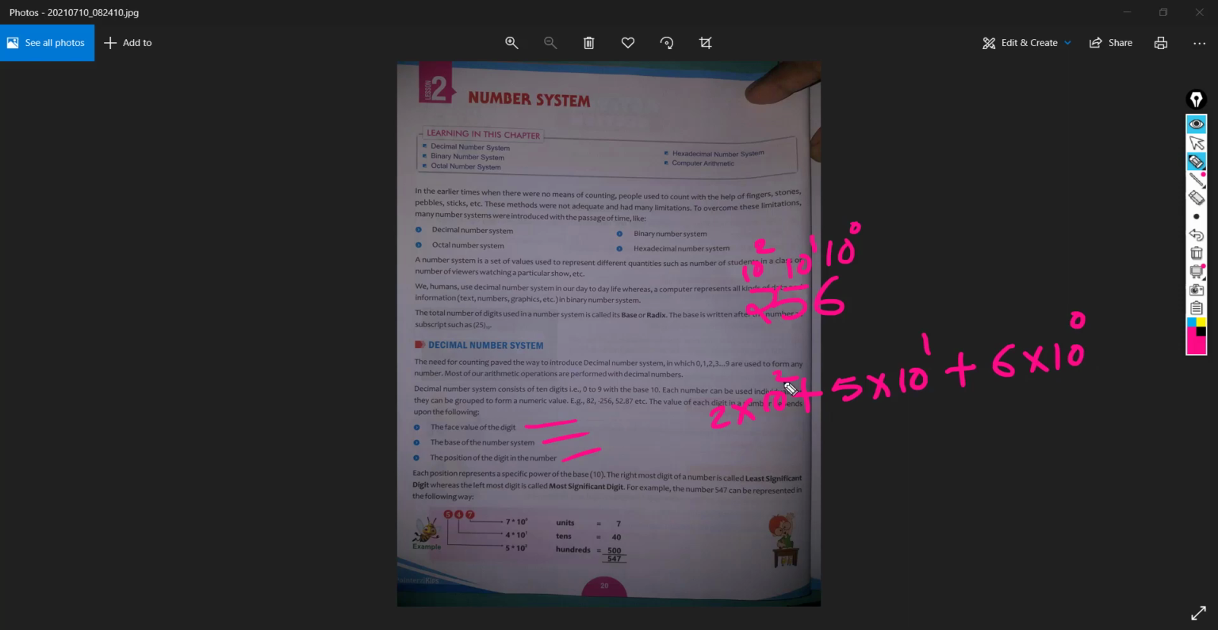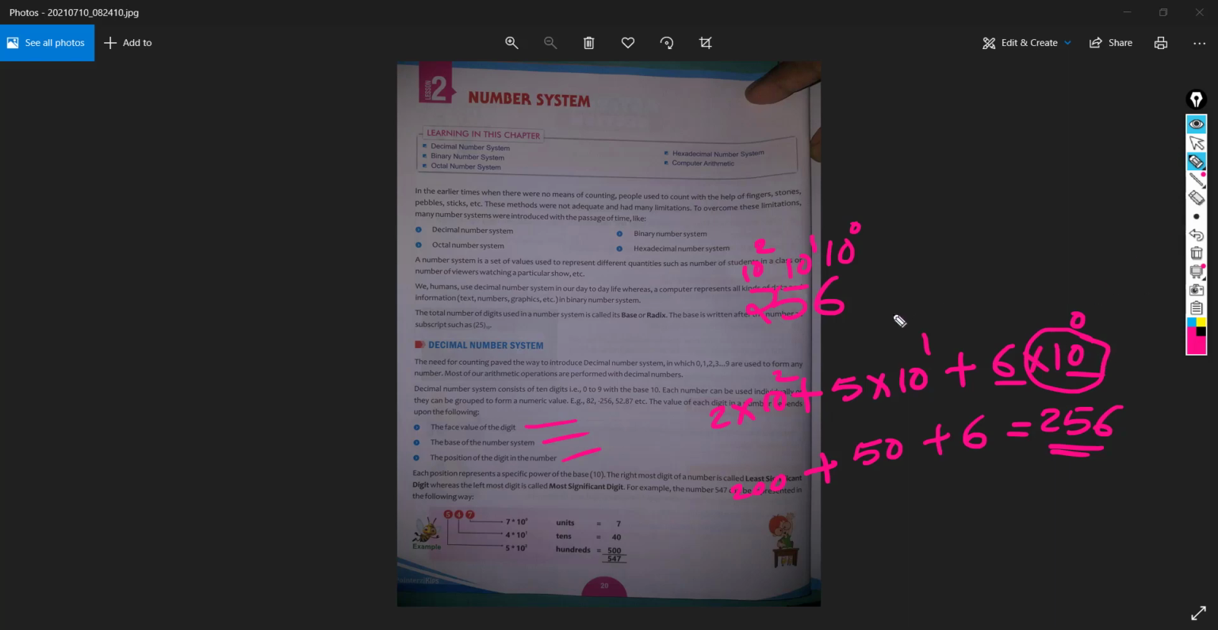So what is the value? 10 raised to 2 is 100, 100 into 2 is 200, plus 10 raised to 1 is 10, 10 into 5 is 50. Then 6 into 10 raised to 0, 10 raised to 0 is 1, 1 into 6 is 6. So the sum of these values is 256. That's how we get the value of a number. I hope you could understand. This is the positional value, this is the face value, and 10 is the base of this number system.